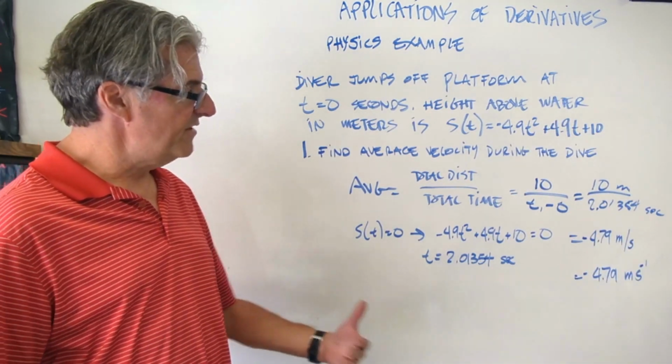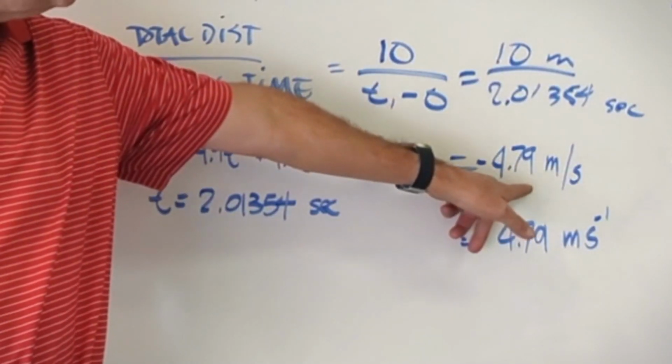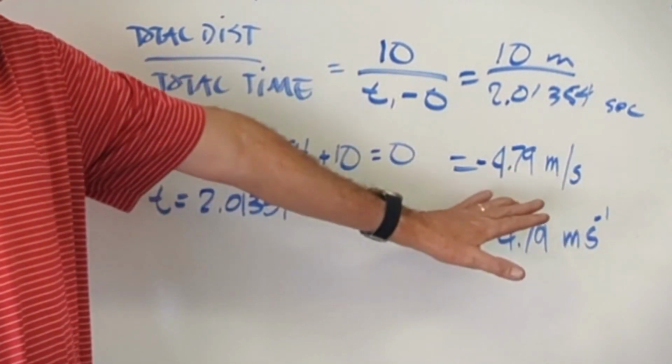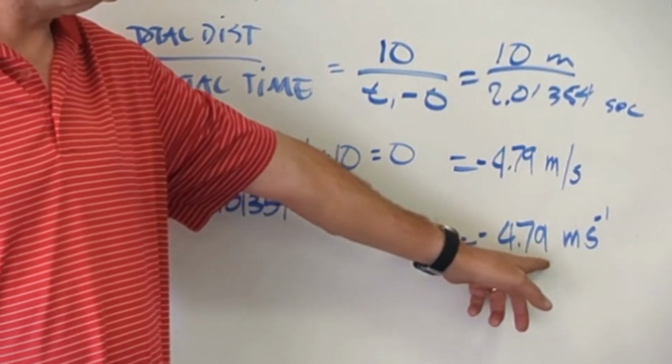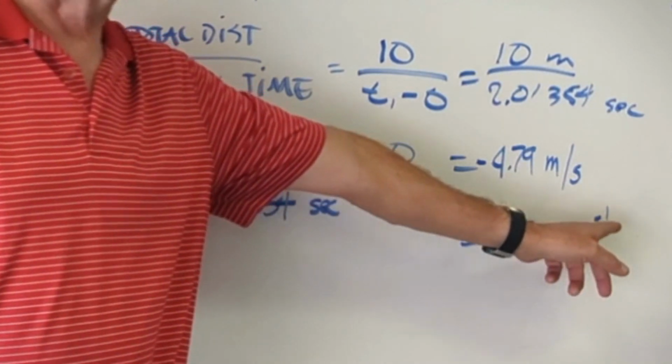Okay, so when I do the math on that, I get minus 4.79 meters per second. First question, actually let's do the second question first. This can also be written as minus 4.79 m s to the minus 1.